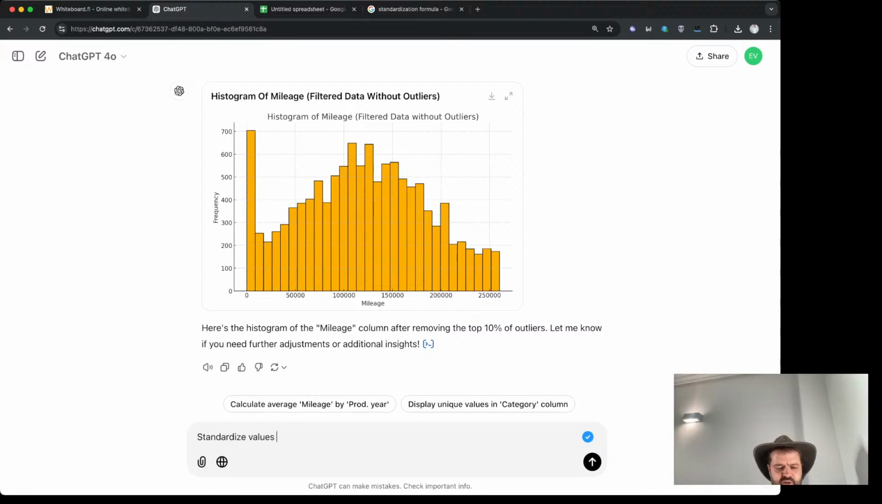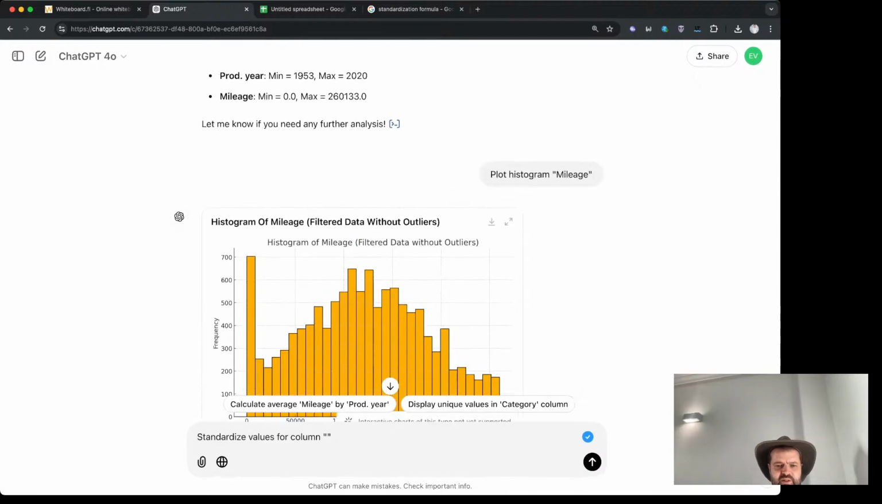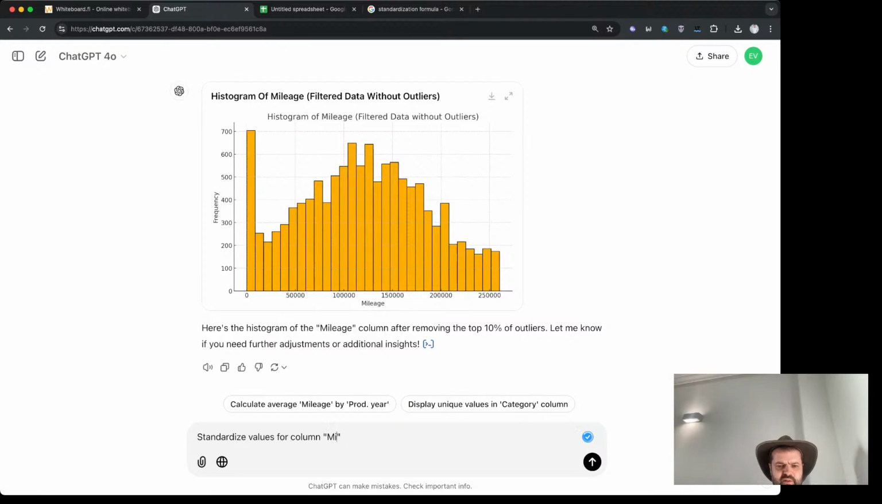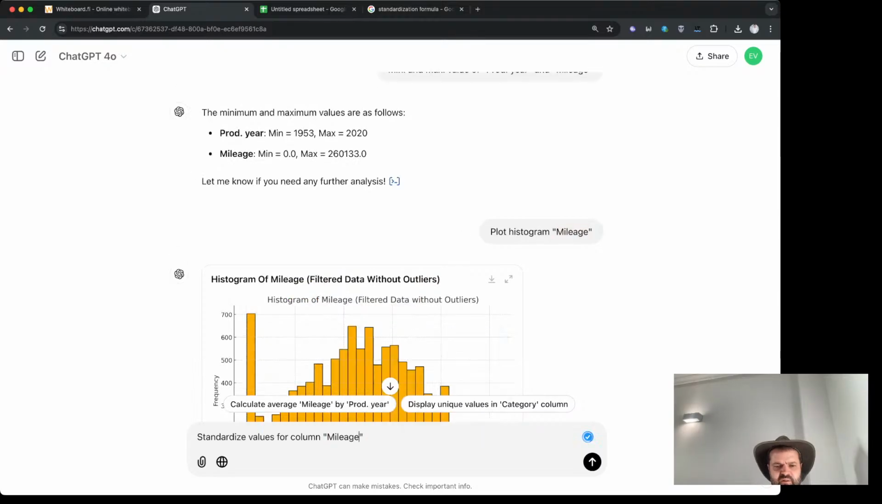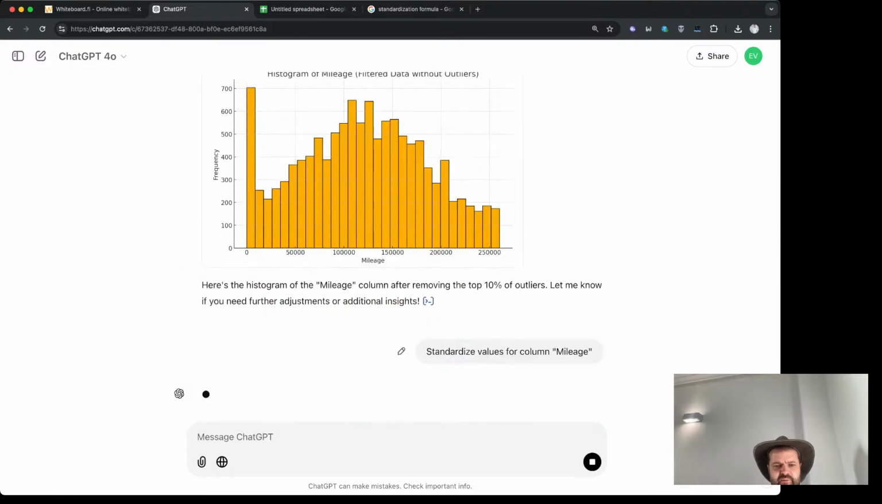Standardized values of values for column. And actually I can ask ChatGPT here for the exact formula which I want to use, but let's not do this now, because I believe the standardization formula is quite easy. I didn't write it correctly. I'll use mileage. Okay, let's see if it executes it right.